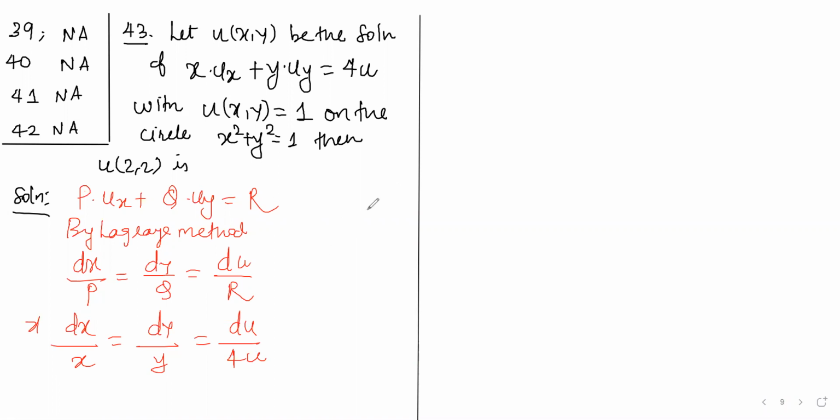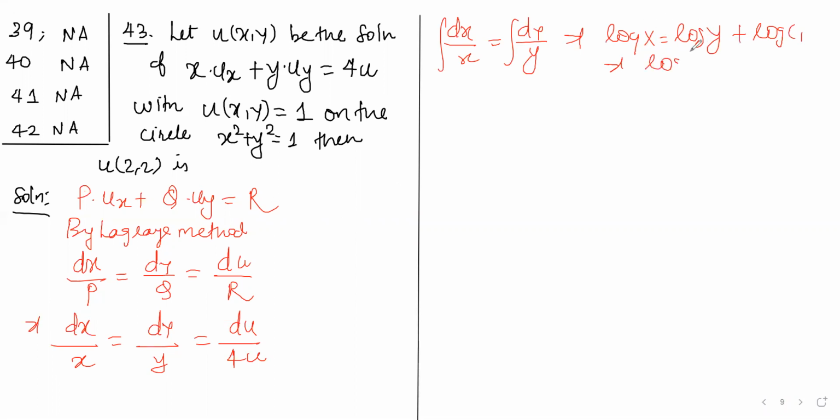So I'll consider first two pairs, and I'll be getting dx by x equals dy over y. I'll simply integrate it and get log x equals log y. Since these two are in log, I'll take the constant also in log. So that gives me log x minus log y, which is log of x by y equals log c1. So this implies c1 equals x over y.